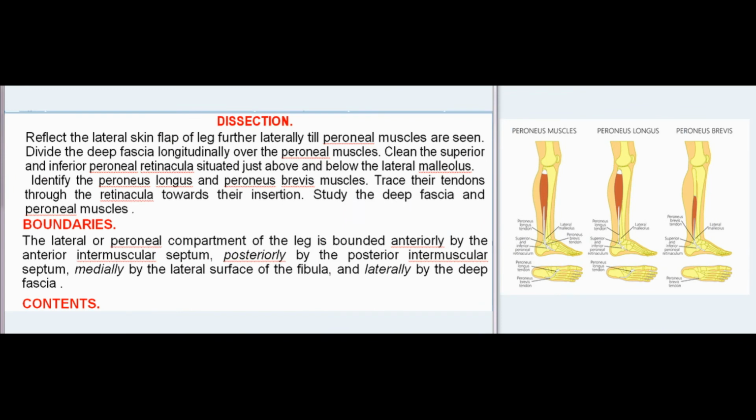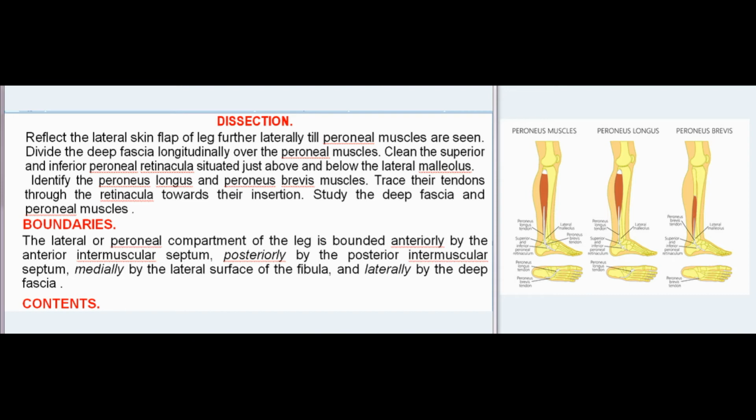Dissection. Reflect the lateral skin flap of leg further laterally till peroneal muscles are seen. Divide the deep fascia longitudinally over the peroneal muscles. Clean the superior and inferior peroneal retinacula situated just above and below the lateral malleolus. Identify the peroneus longus and peroneus brevis muscles. Trace their tendons through the retinacula towards their insertion. Study the deep fascia and peroneal muscles.